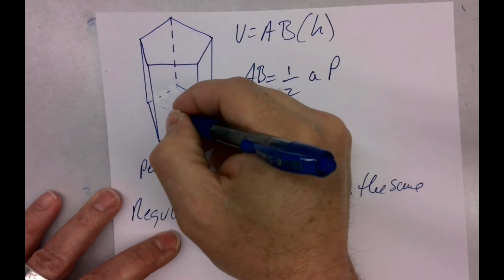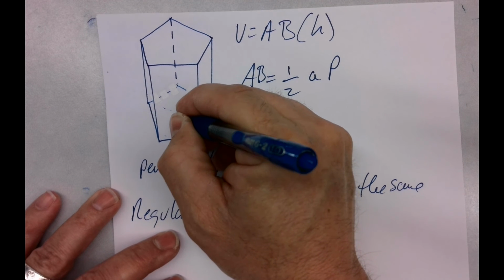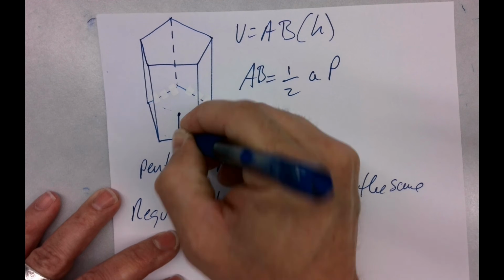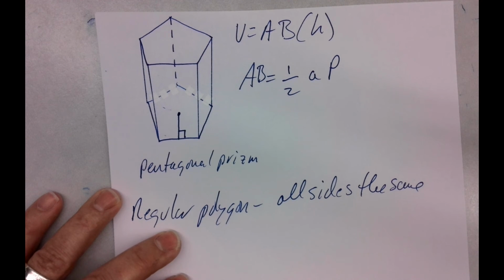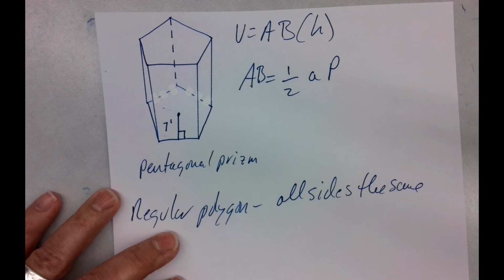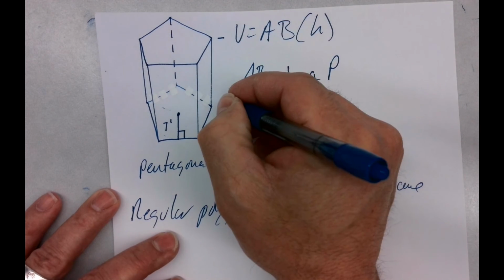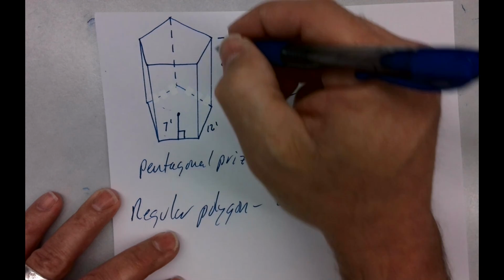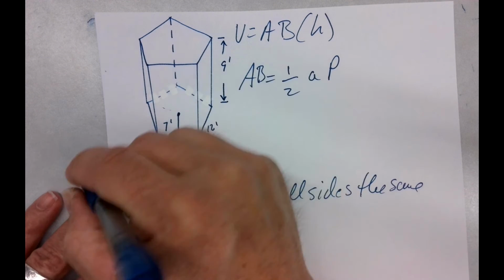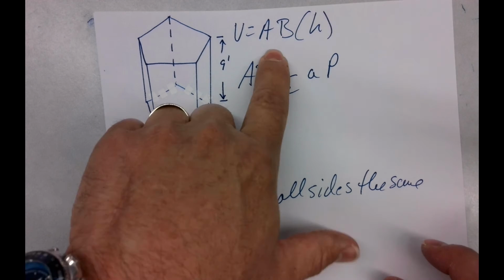Okay, now, the apothem, and this is important, it goes from the center to the side, creating a right angle. It's kind of like a radius in that sense. So if I say that the apothem is 7 feet, and I tell you that this side is 12 feet, and I tell you that it is 9 feet tall, and I want its volume, I'm still going to find the area of the base, and I'm going to times it by the height.